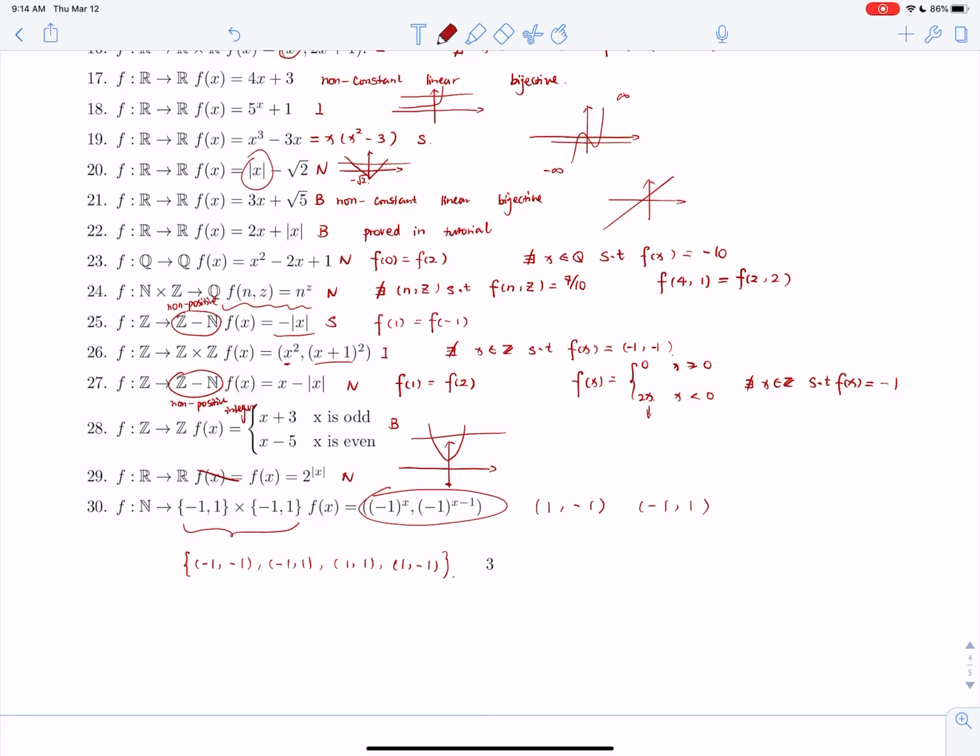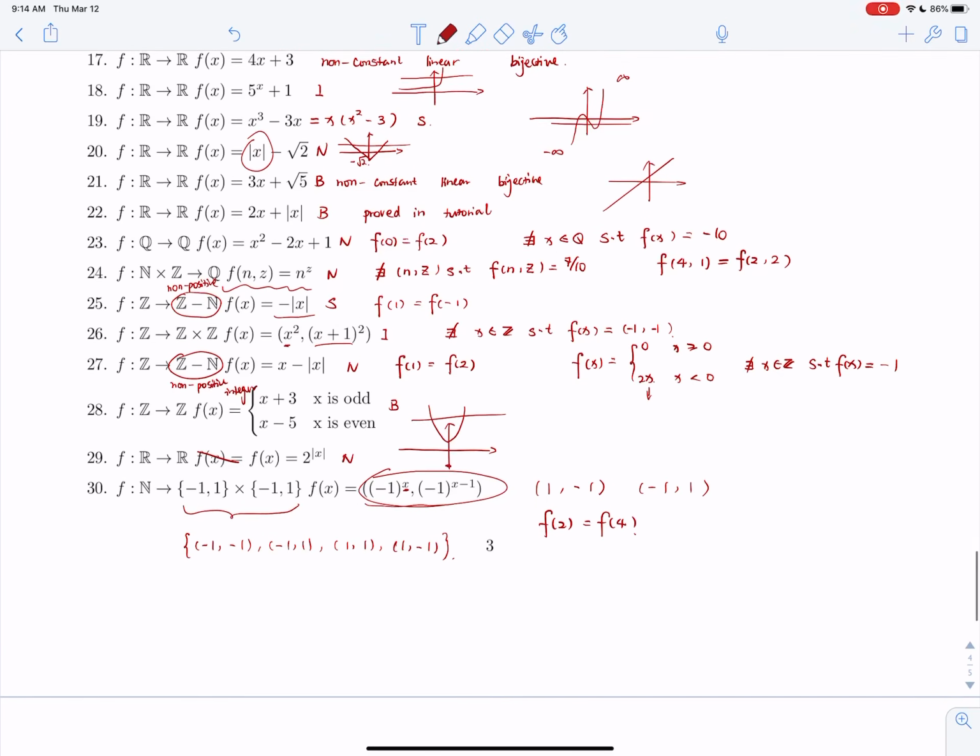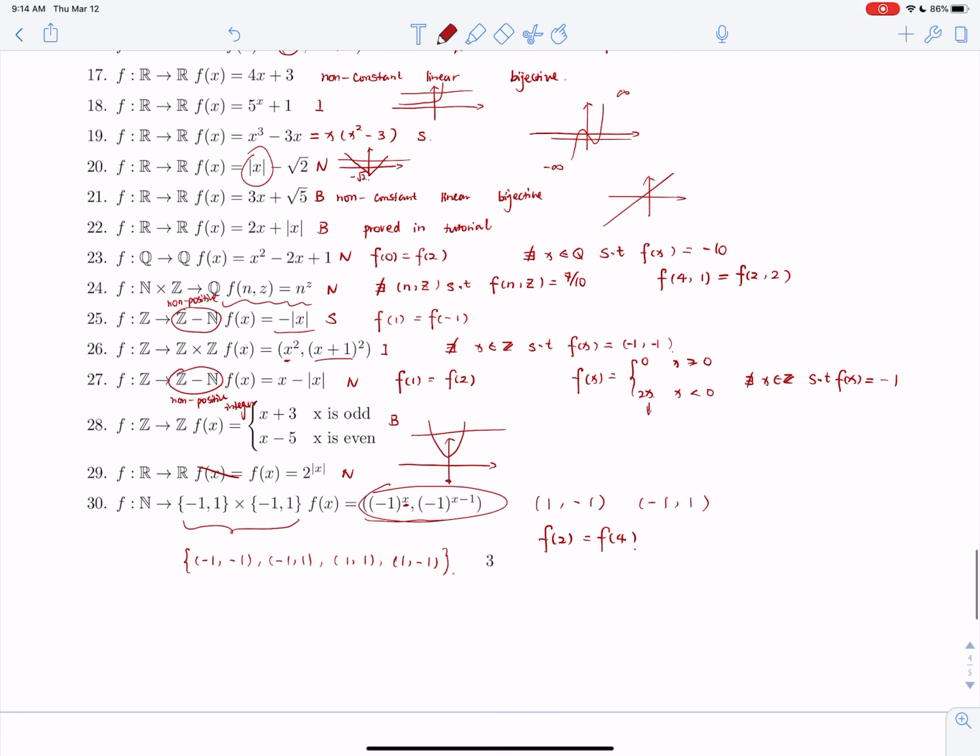That's obvious. Oh, the other, injectivity. Injectivity should be obvious as well because f of 2 equals f of 4. So as long as x is even or odd, it doesn't matter. Even gives you the same thing. Odd gives you the same thing. So it's neither. Okay, I think that's it.